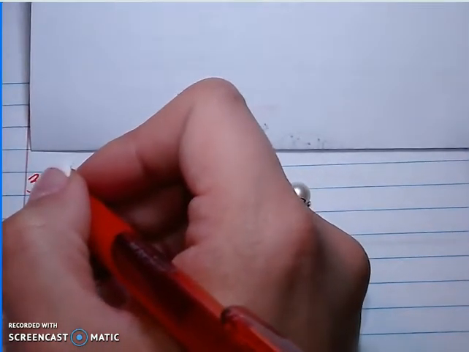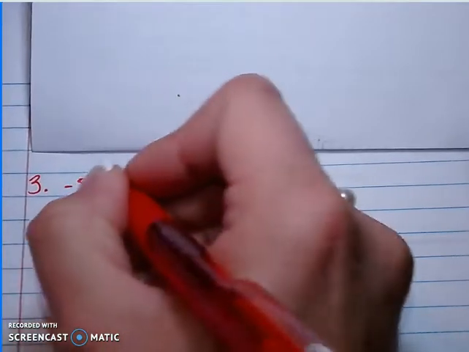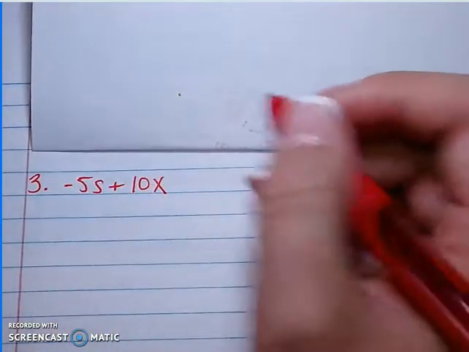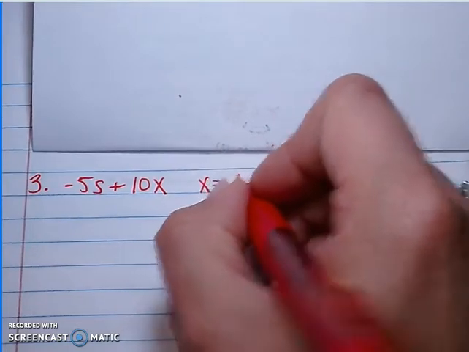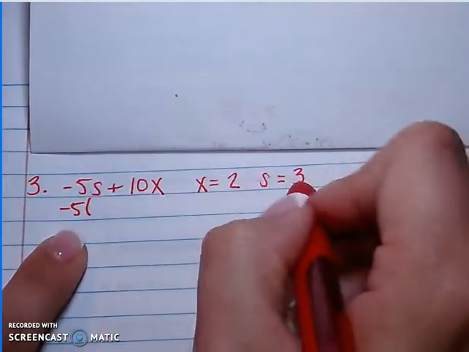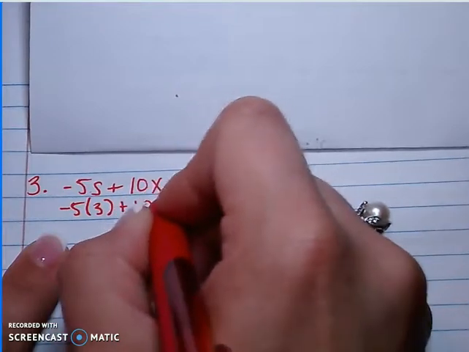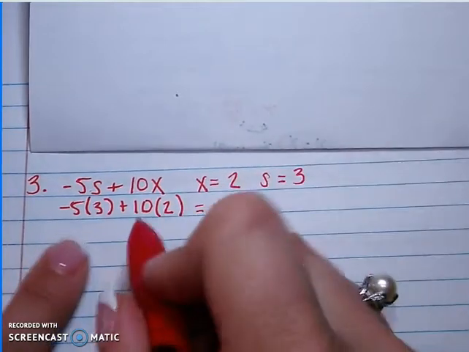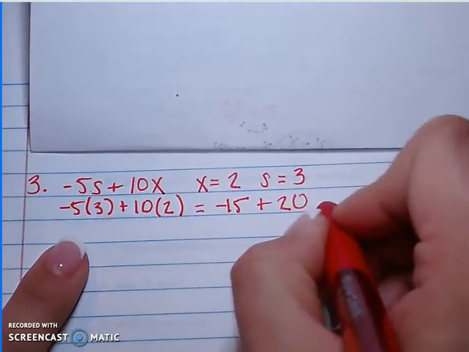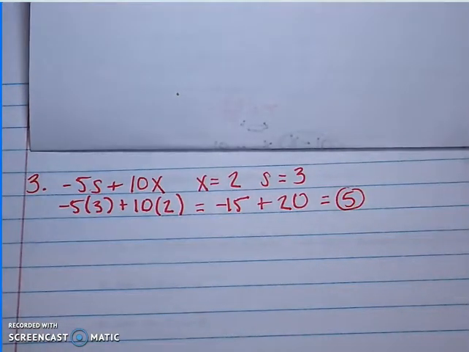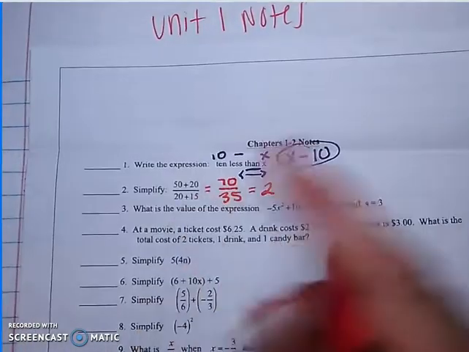The question reads negative 5s plus 10x. And it tells me that x is 2 and that s is 3. Don't let it trick you here. It asks for s first. So negative 5 is being multiplied by 3, and I'm adding 10, which is being multiplied by 2. Negative 5 times 3 is negative 15, plus 10 times 2 is 20. Negative 15 going up 20 gives me a positive 5. Okay, so we'll go ahead and put that on our page.